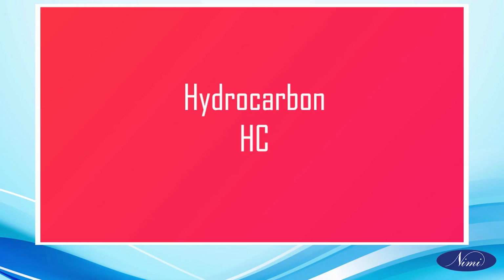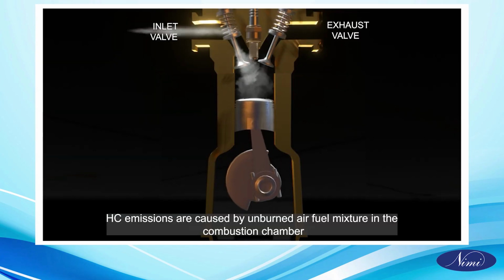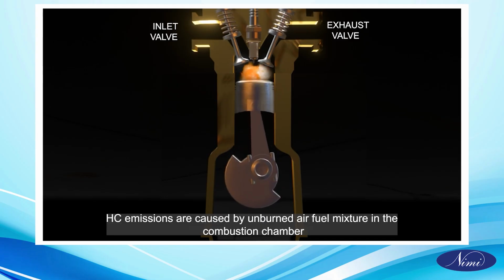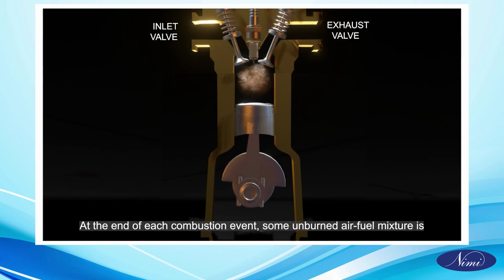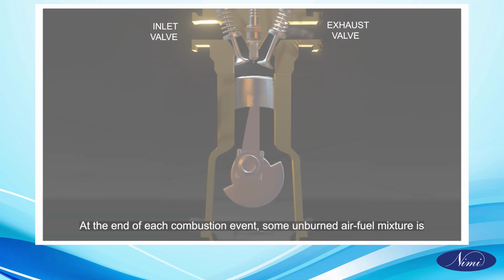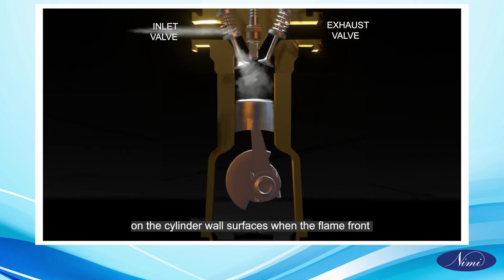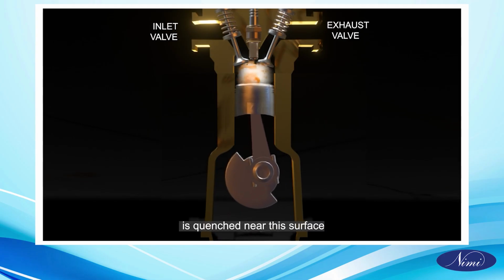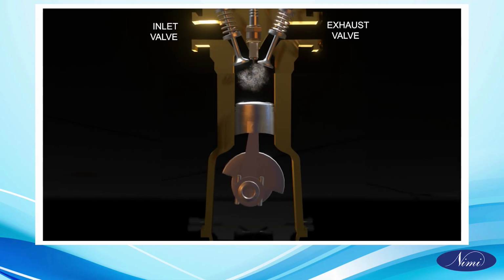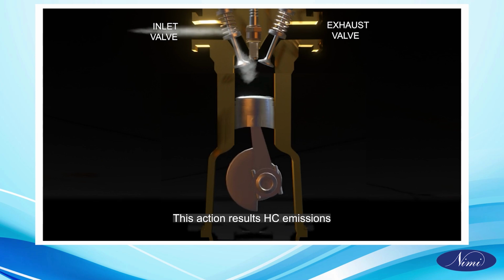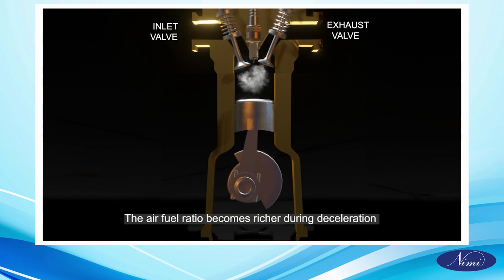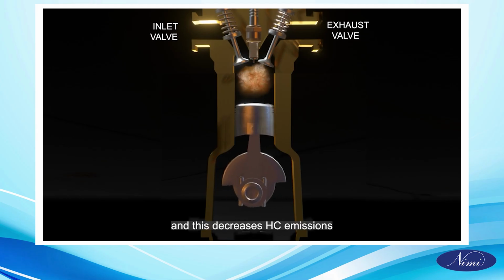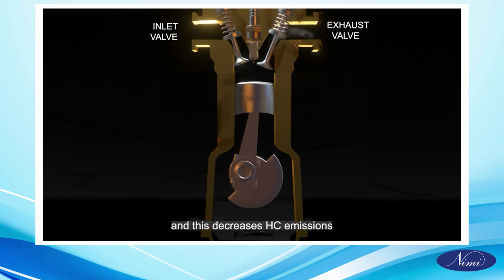Hydrocarbons, HC. HC emissions are caused by unburned air-fuel mixture in the combustion chamber. At the end of each combustion event, some unburned air-fuel mixture is on the cylinder wall surfaces when the flame front is quenched near the surface. This action results in HC emissions. The air-fuel ratio becomes richer during deceleration and this increases HC emissions.